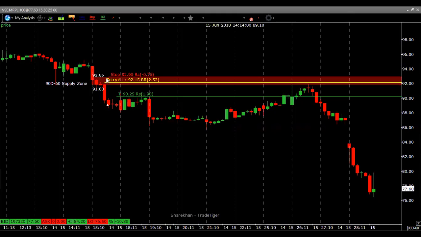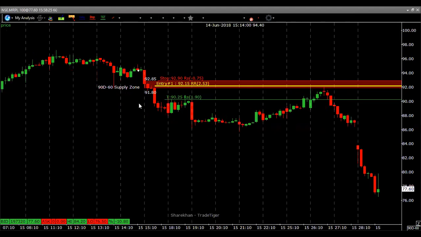So since this is the origin of the fall in price, I would like to wait for this area. So I mark this area with red, stating that this is an area of supply. I decided to go short at 92.15 and kept my stop just above the area at 92.90. So prices did come close, but did not really get into my entry price, and it was hovering around here for a very long time, for so many days.